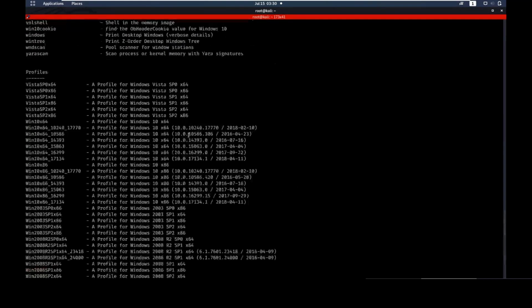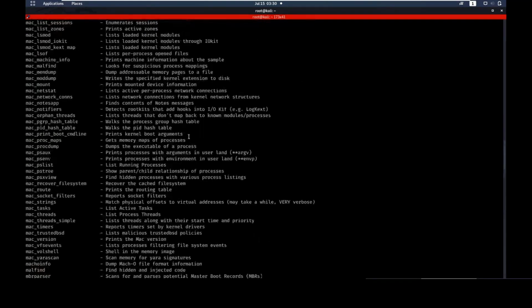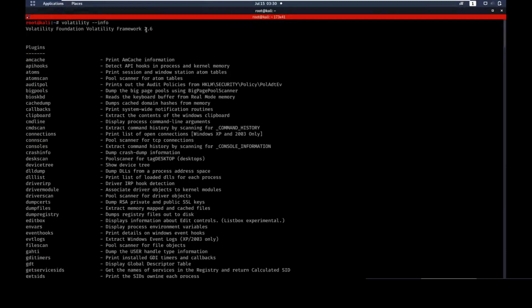So I have my volatility also installed here. It is the latest one, which is 2.6.